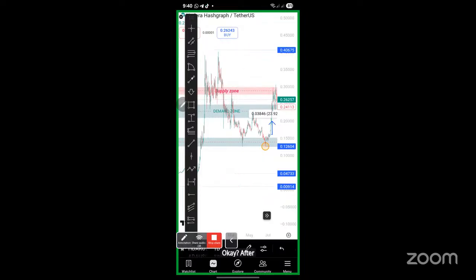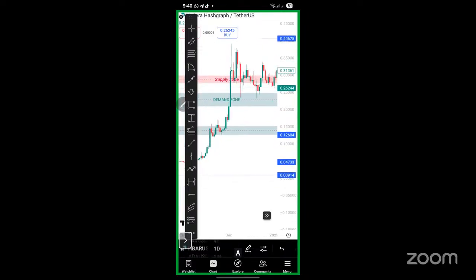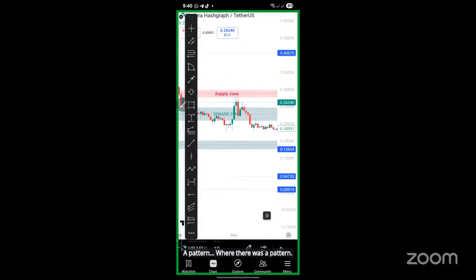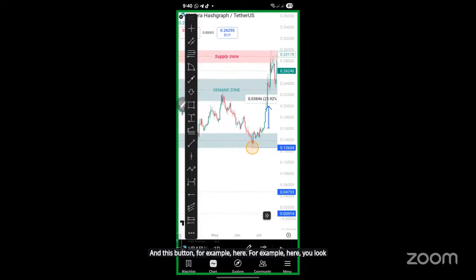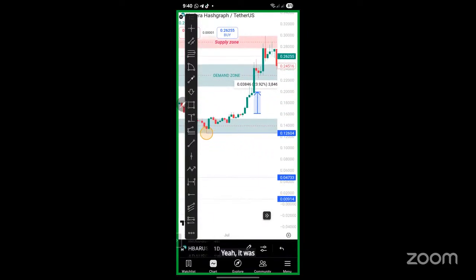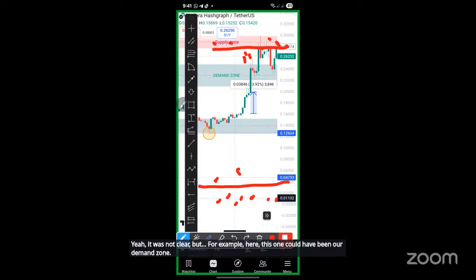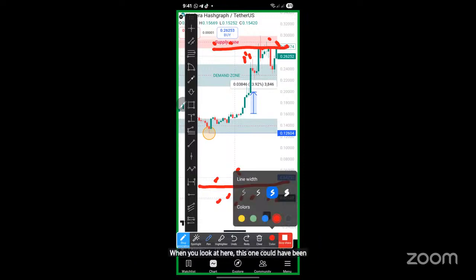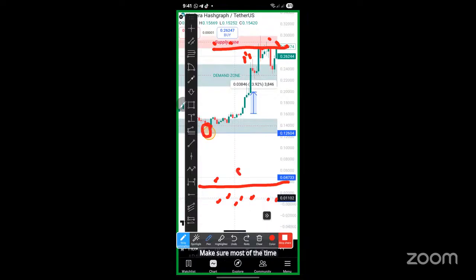After drawing the range, come and see where there was a pattern. For example here, you look at a candle here, it was not very clear. But here, this one could have been our demand zone. You said you get 2 consecutive candles. Make sure most of the time, this one is red and it is followed by a big volume candle, which is green. And once this one is seen, come here and draw lines enclosing this.